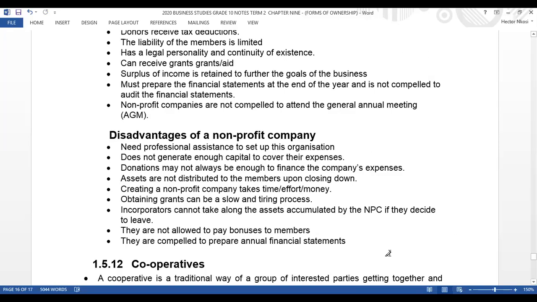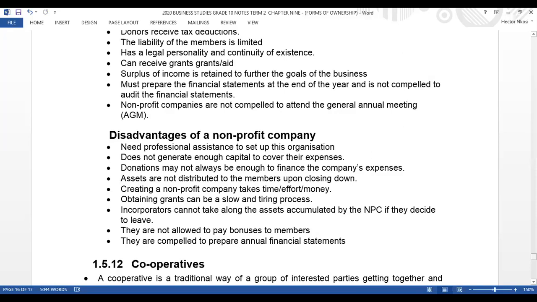Also, your incorporators cannot take along the assets accumulated by the NPC if they are to leave. They are allowed to pay bonuses to their members, so members are entitled to bonuses. They are compelled to prepare annual financial statements. That's another bad thing, that it is a must. It is a must to do financial statements, but it's not a must for those financial statements to get audited. It is a must to have the annual financial statements, but whether they should be audited or not, it's not a must.